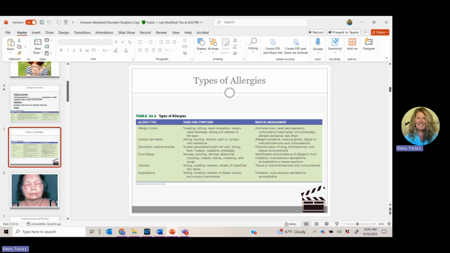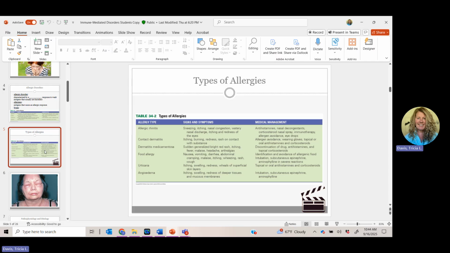So when we know the allergens, the different things that can cause a reaction, some of the reactions really are going to depend on each particular person. Everybody's very different in how they respond to different allergens. So you could just have an allergic rhinitis, which is sneezing, itching, nasal congestion, runny nose, redness, things like that. We like to treat those typically with antihistamines, nasal decongestants, steroids.